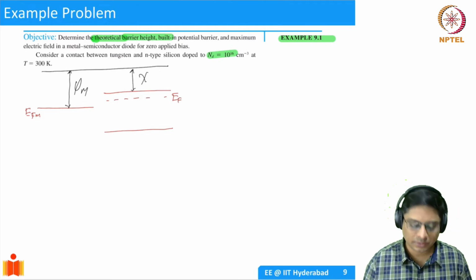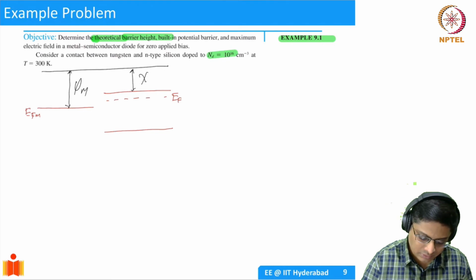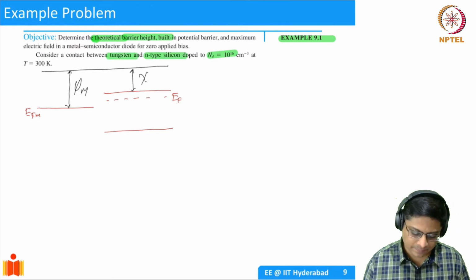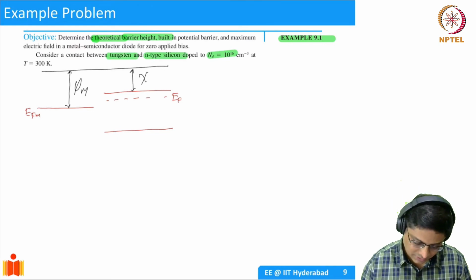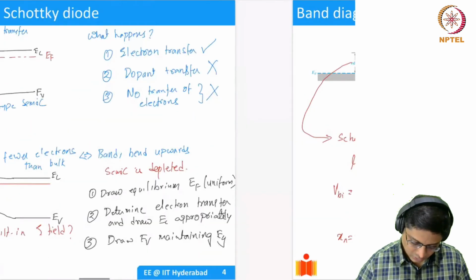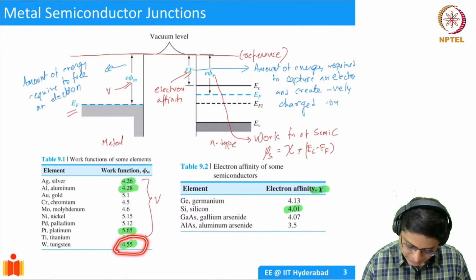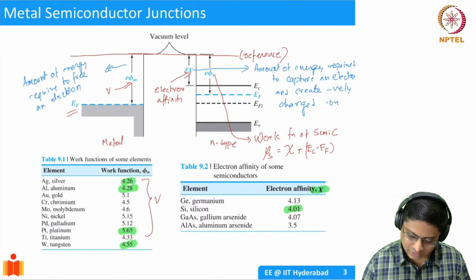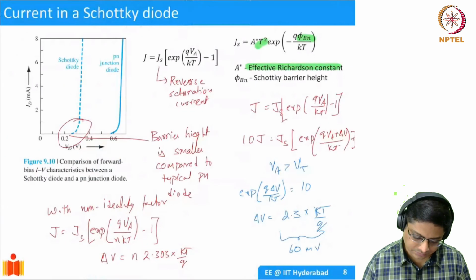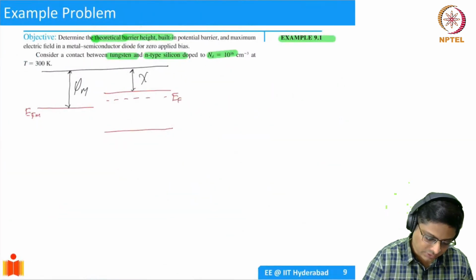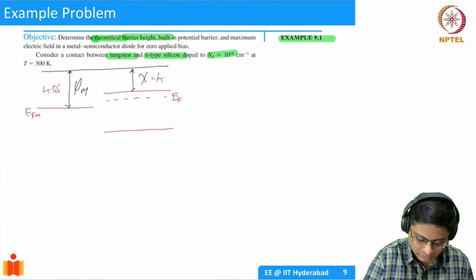Okay. So in this case, we are talking about tungsten and N-type silicon. Let's look that up. Just a minute, let me go back to my first slide. So tungsten was 4.55 and electron affinity was 4.01 for silicon. So if I go back, this is 4.55 and this is 4.01.